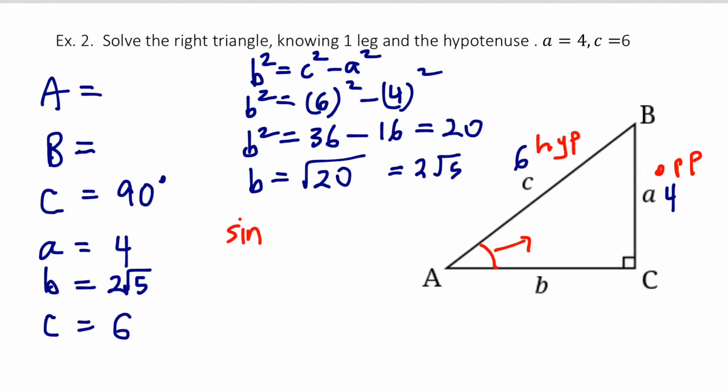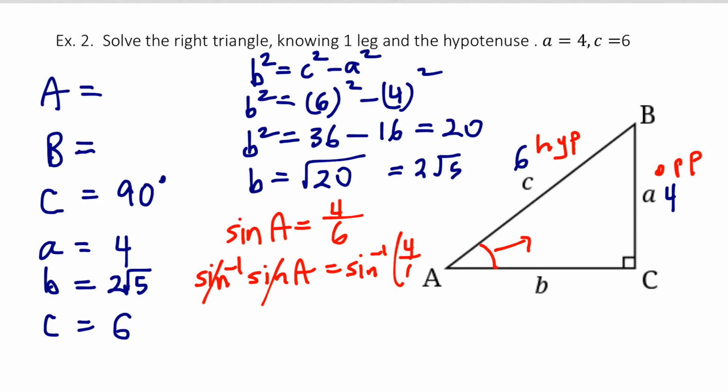So the sine of A is equal to 4 over 6. So then I could say the inverse sine of the sine of A, which would allow me to find A, is equal to the inverse sine of 4 over 6. So what you do to the left, you do to the right. Inverse sine undoes sine because they're inverse functions.